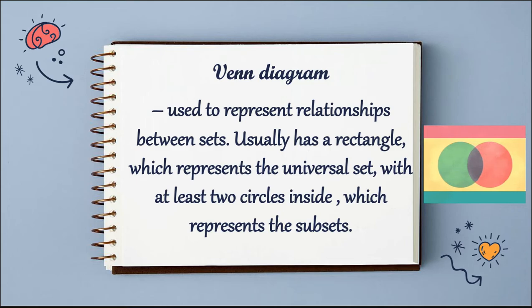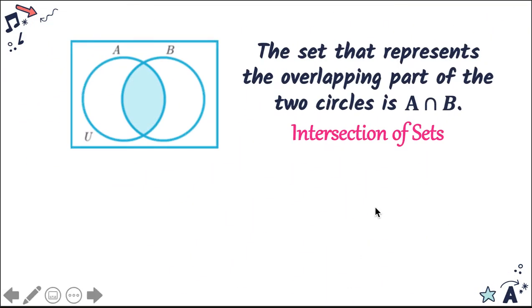We are done with the union, intersection, complement, and difference of sets last week for our synchronous session. So today we'll be focusing on the same operations of sets but with the use of a Venn diagram. We'll be using a Venn diagram with the rectangle and two circles. The set that represents the overlapping part of the two circles is what we call the intersection of sets.